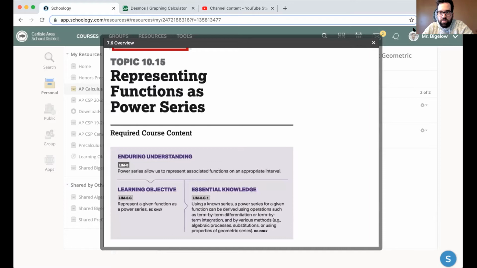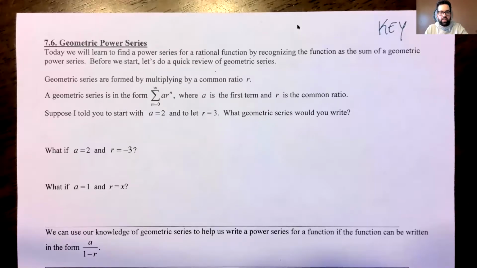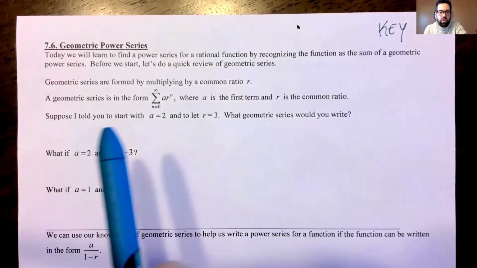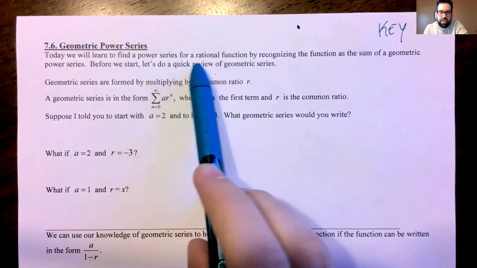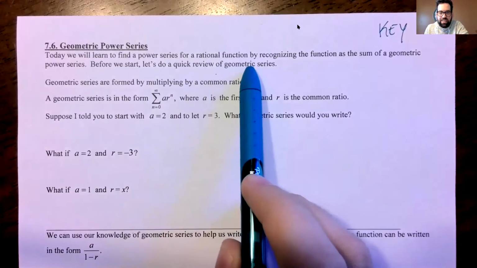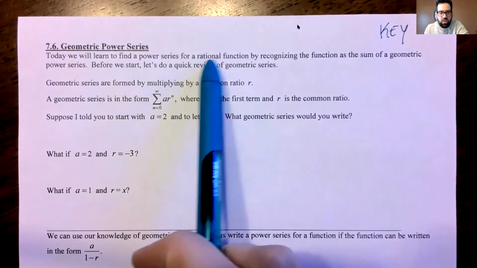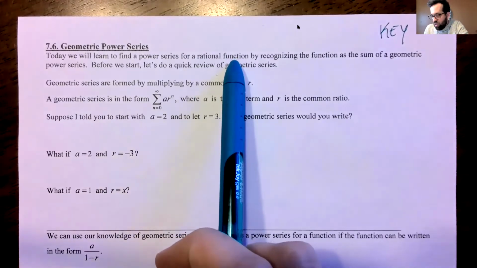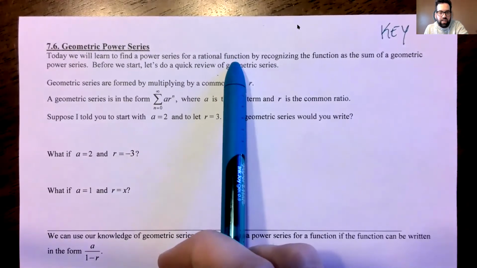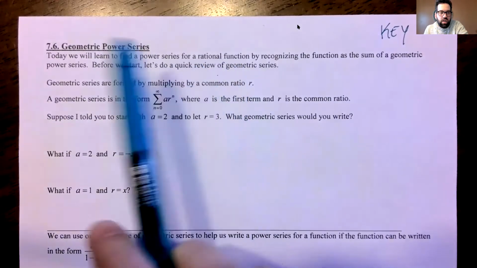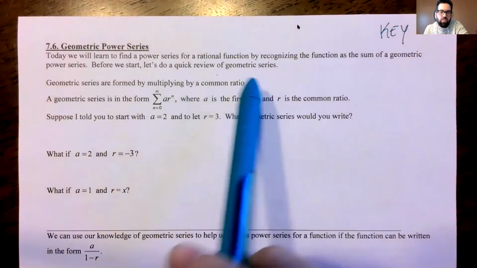Let's switch over to the notes. All right, here we go, geometric power series. So today we will learn to find a power series for a rational function by recognizing the function as the sum of a geometric power series. Remember, a rational function means a fraction with a polynomial in the numerator and in the denominator. We're going to use a geometric power series to represent that function.